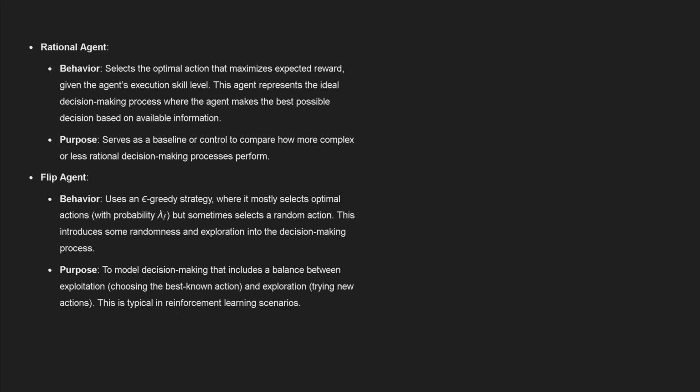So what is the simplest agent you can think of? It's just a flip agent, no? Now, the behavior of this flip agent is simply that sometimes it selects a random action. So this introduces some randomness and exploration in the decision-making process. And we have the equilibrium between exploration and exploitation here. So we go a little bit crazy and we go random.